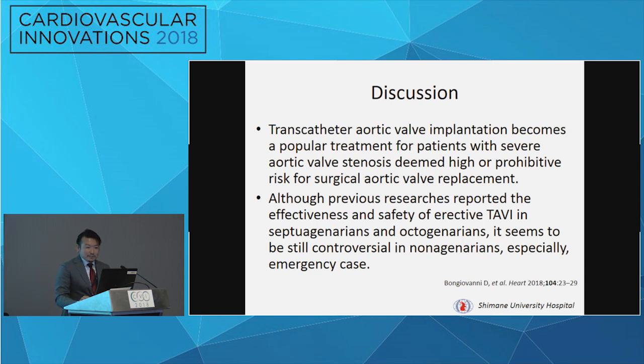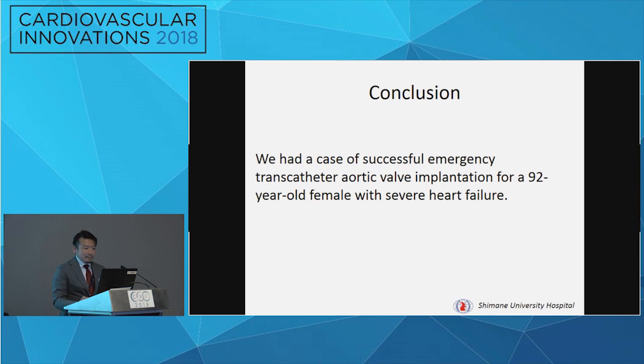Transcatheter aortic valve implantation has become a popular treatment for patients with severe aortic valve stenosis deemed high or prohibitive risk for surgical aortic valve replacement. Although previous research reported the effectiveness and safety of elective TAVI in septuagenarians and octogenarians, it still seems controversial in nonagenarians, especially in emergency cases. We had a case of successful emergency transcatheter aortic valve implantation for a 92-year-old female with severe heart failure. Thank you for your attention.